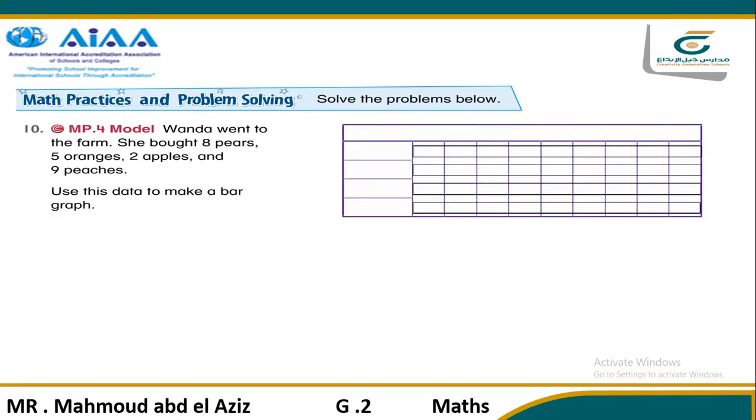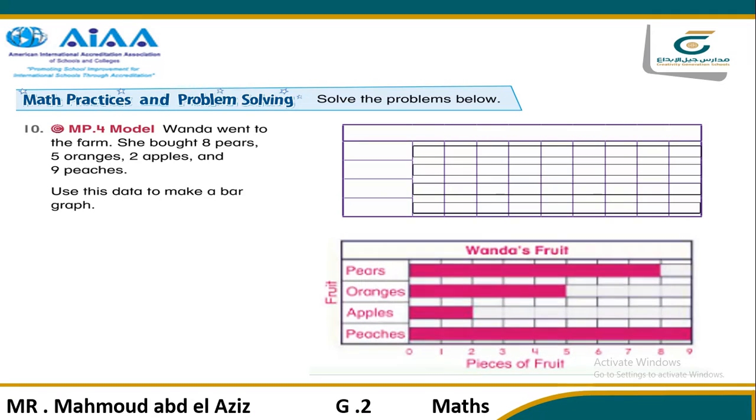So, dear students, another question here. Wanda went to the farm. She bought 8 pears, 5 oranges, 2 apples, and 9 peaches. Use this data to make a bar graph. So we have here 4 objects: pears, oranges, apples, and peaches. So we will write them like this. Pears equal, excellent, 8. So we will draw it to number 8.